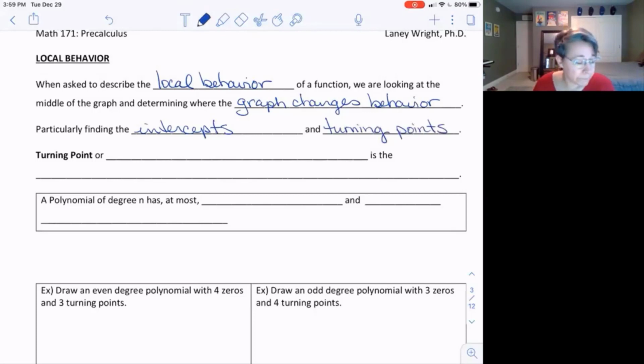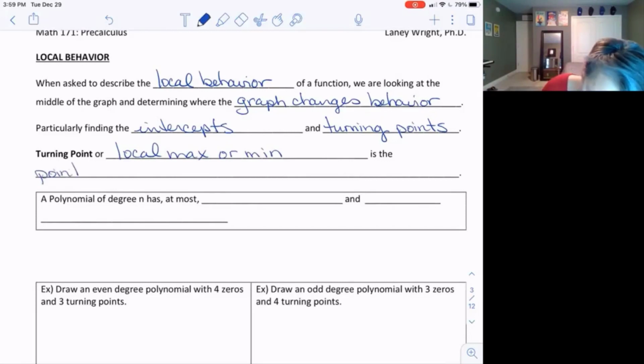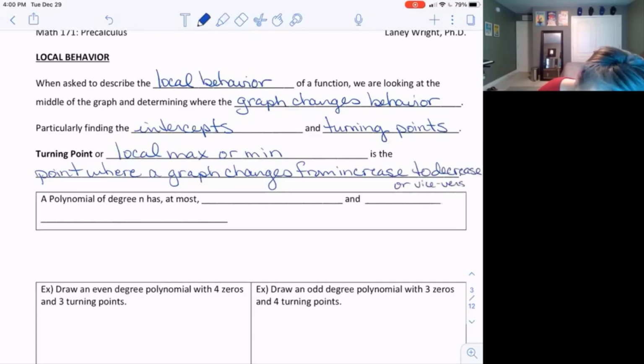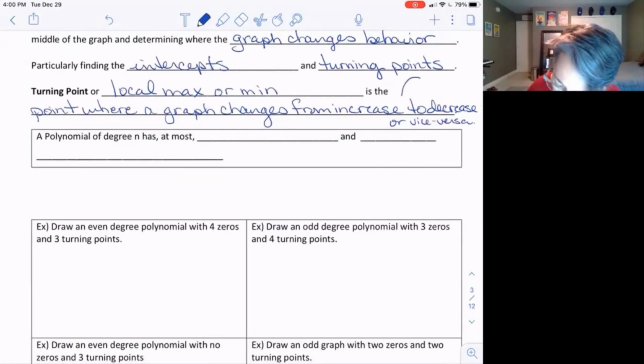So what's a turning point? A turning point, or what's called a local max or min, is the point where a graph changes from increase to decrease or vice versa. So for example, if we have a polynomial that's doing this, this is a turning point, this is a turning point. You can consider it like those inside vertexes, a local max or min.